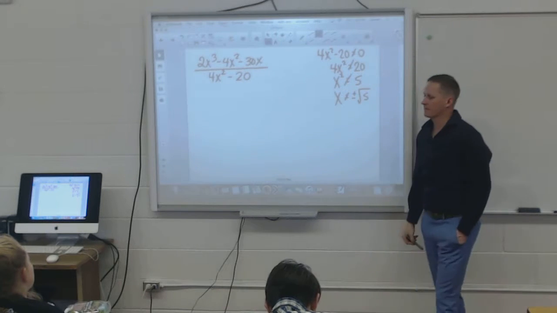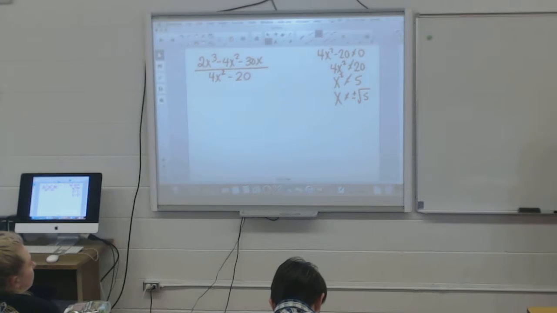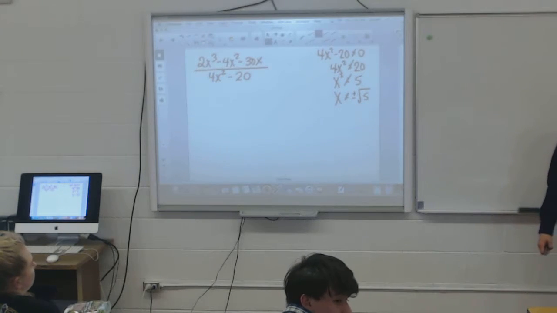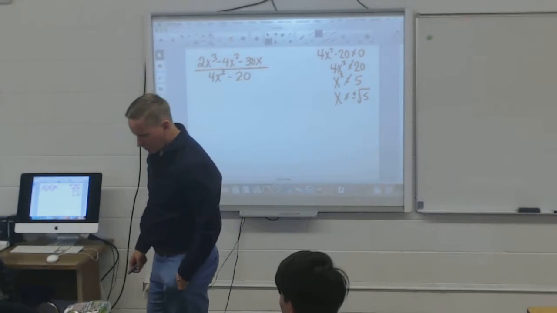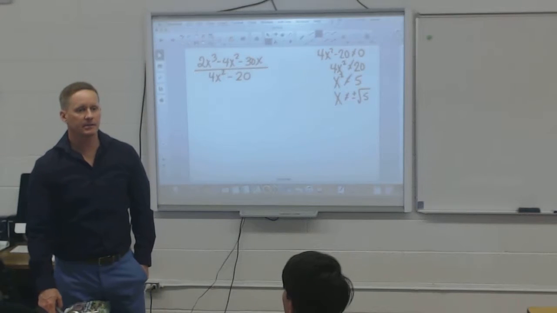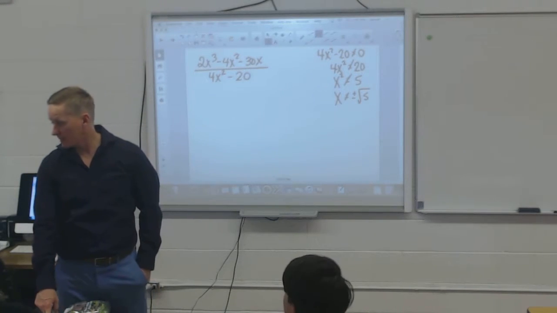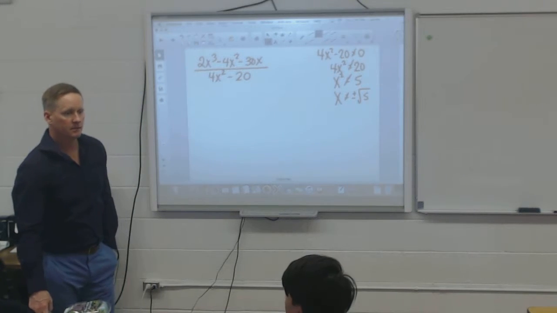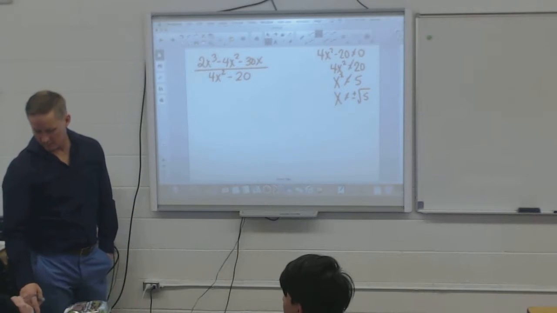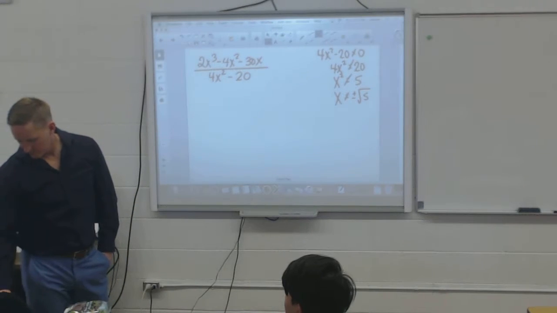Good job. Okay? So x can equal the square root of 5, or negative 5. It's like 4x squared minus 20x. Is there a 20x on the bottom? It's not 4x squared minus 20. Do you have a 20x in yours? Yeah. Okay. Some of these books have only 20, and some have 20x. Over here, it has 20x. Look at the page. It says 20x.